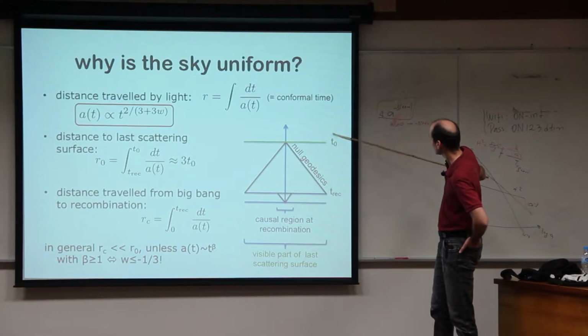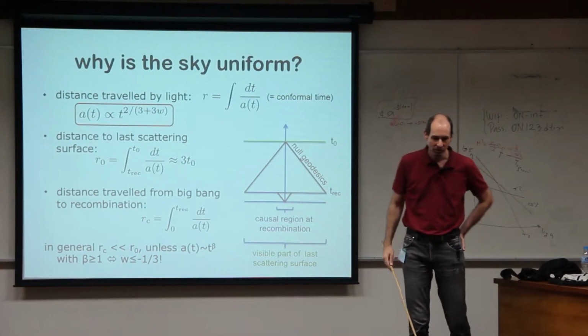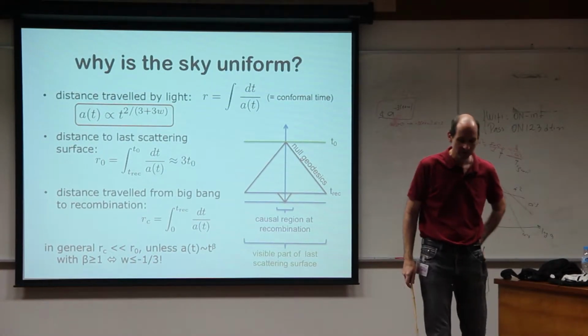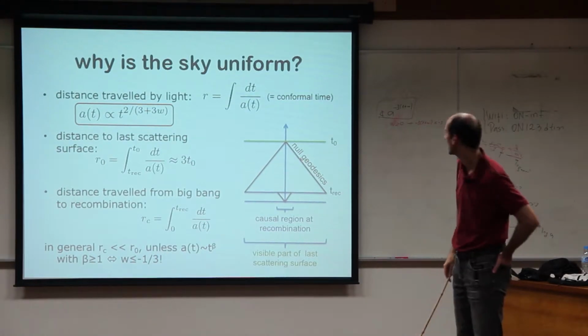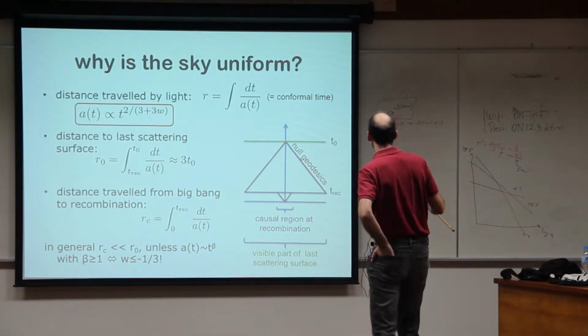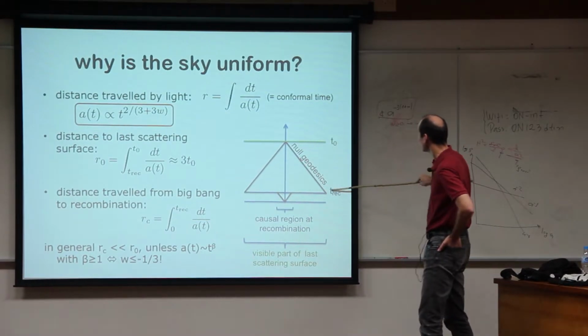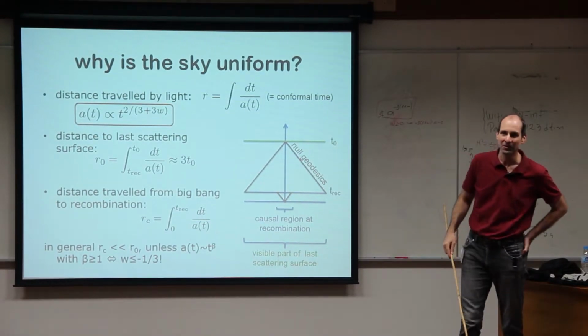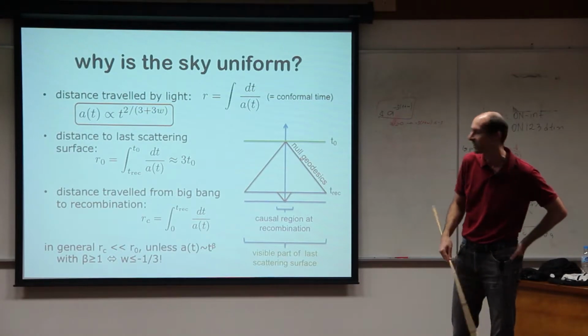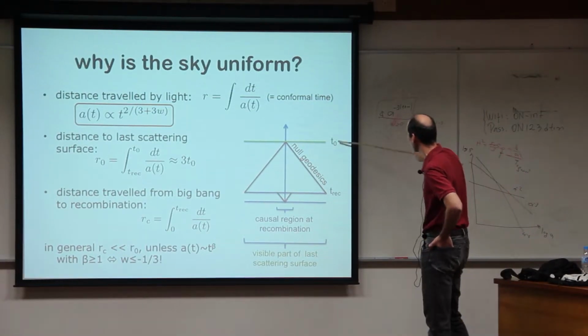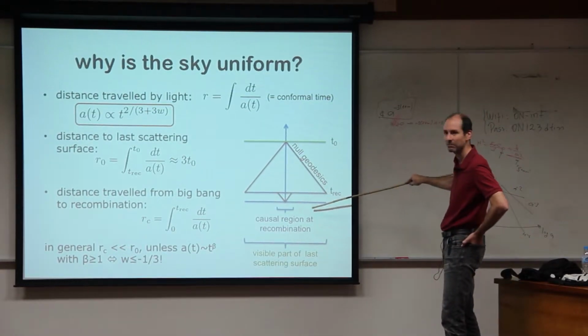T0, the age of the universe now, is 13.8 billion years, was it? I cannot remember three slides into the past. Recombination is some 380,000 years. So this one is much, much less than that, so it's much closer to the Big Bang.